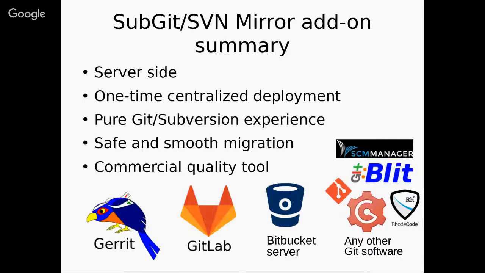Yeah, and I've mentioned Gerrit on this picture because technically SubGit works everywhere where hooks work. But for Gerrit, we have a dedicated Gerrit plugin because Gerrit does not support hooks. And also we have an add-on for Bitbucket Server that also has a special concept for hooks. But with other Git software, SubGit works as is, as a command line tool without any problems.